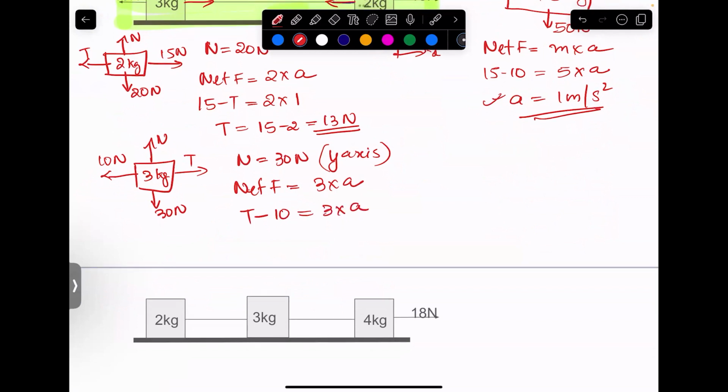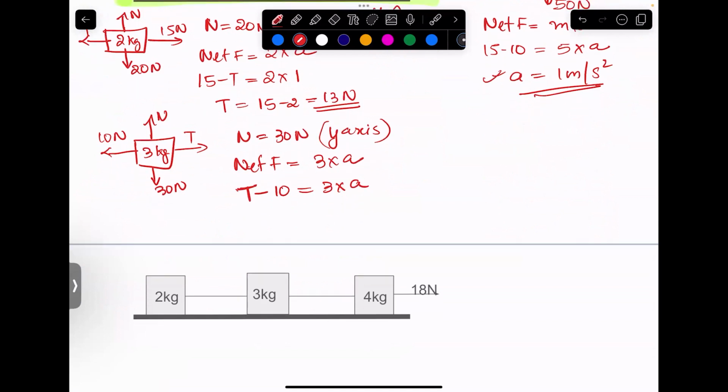See, if you take it the other way, you will get a negative sign in the T value. That means the direction is opposite. That's it. You don't need to think much about it. If it is an opposing force, take it with the opposite sign. For example, you can take T minus 10 equal to 3 times A, or 10 minus T equal to 3 times A. Whatever you're solving, when you get T with a negative sign, that means the direction you have assumed is wrong. So you don't need to worry about the directions over here.